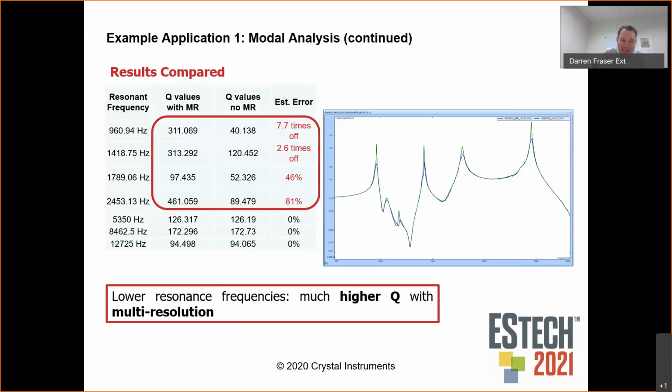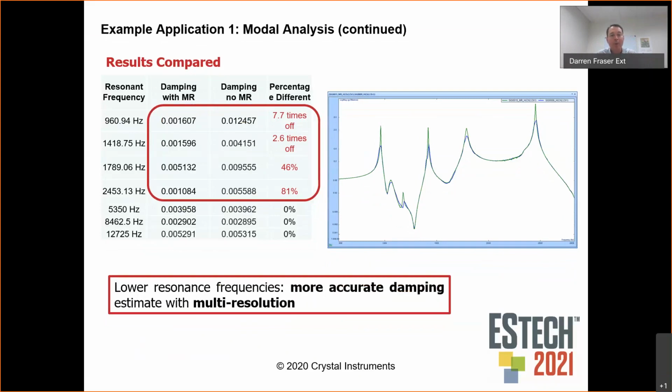And you'll start to see that we have these large differences: 7.7, 2.5 times, and then again 46%. Now, it is worth noting that at the 2,453 hertz resonant frequency, we do see about an 81%. So it seems like we see an uptick there in the difference. It's probably worth noting, it's a little bit beyond the discussion here as to why that is. I will just say that we did note that for this example. So the take home here is that at a lower resonant frequency, you get a much higher Q value with multi-resolution spectrum analysis.